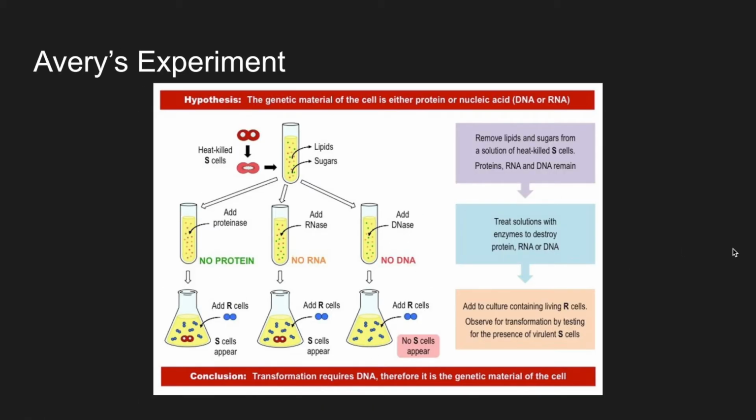So the next set of experiments was run by Avery, and this was to understand which molecule in the S bacteria was being transferred from the S bacteria to the R bacteria to make the R bacteria an S bacteria, right? So was it protein, was it RNA, was it DNA, right? So he made these solutions, and he removed one component each that he predicted would be the genetic material, to find what the genetic material is, right?